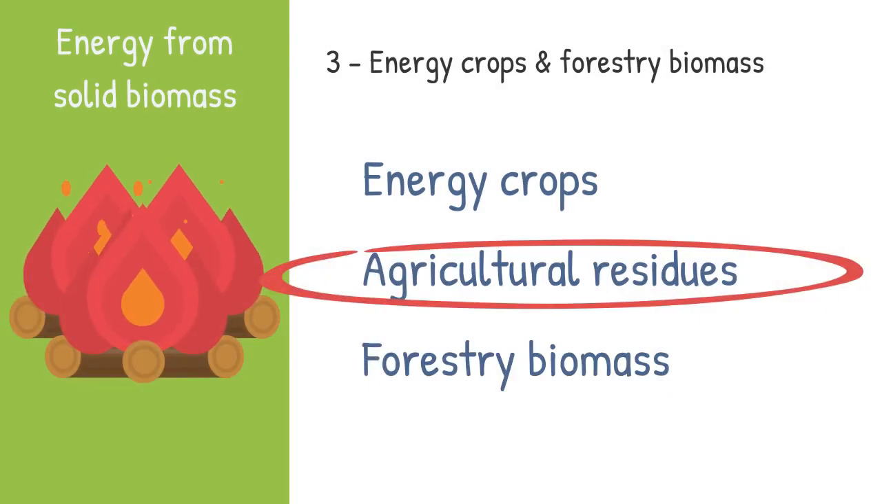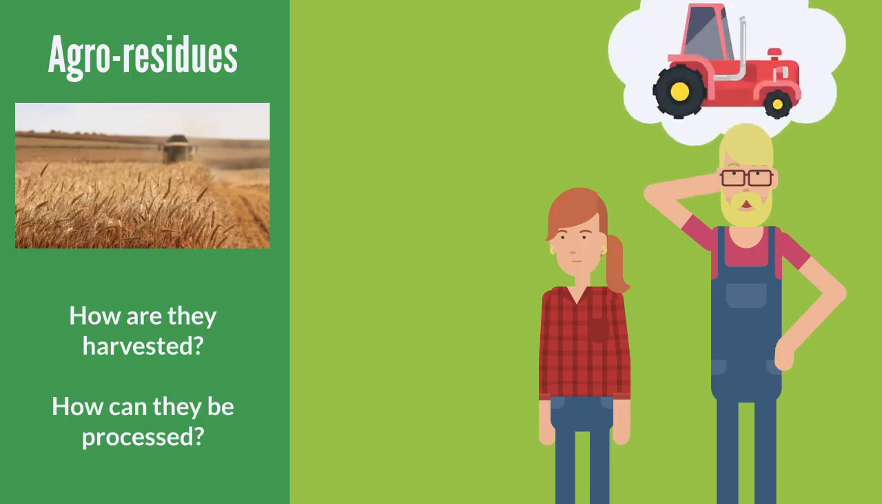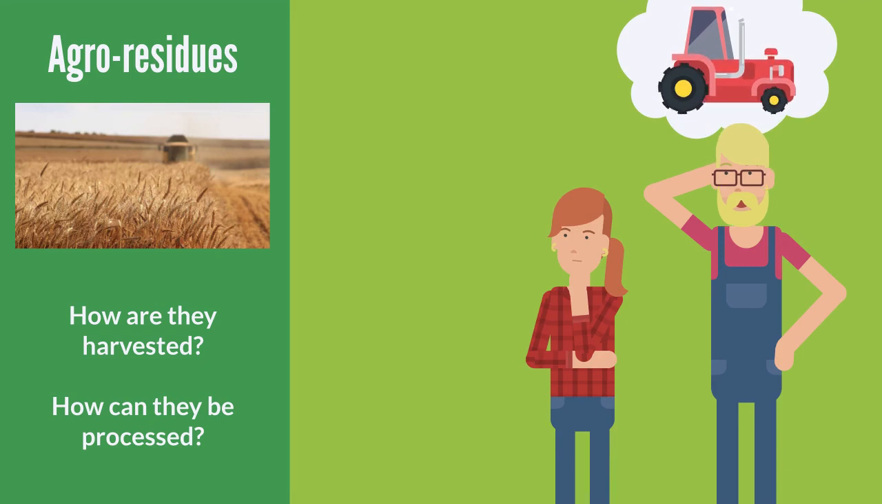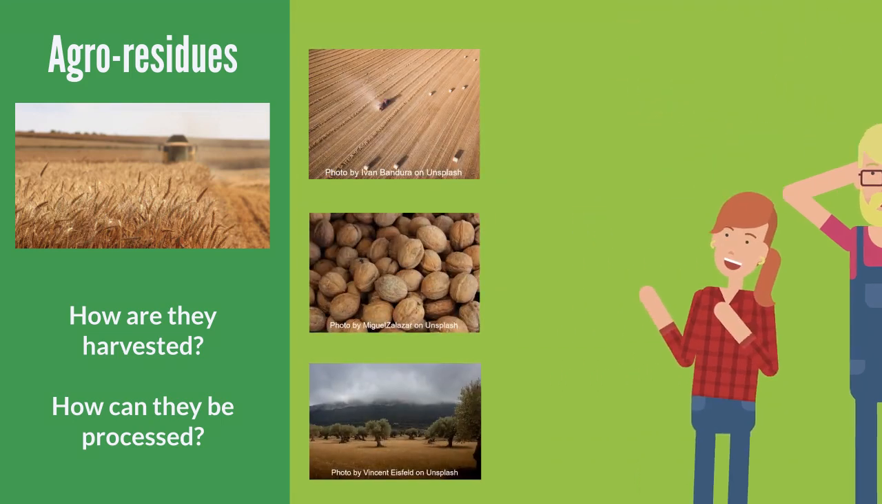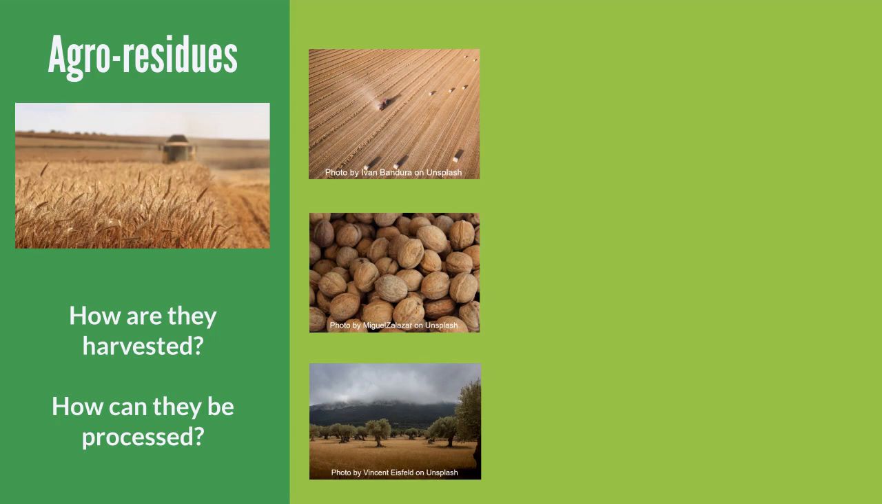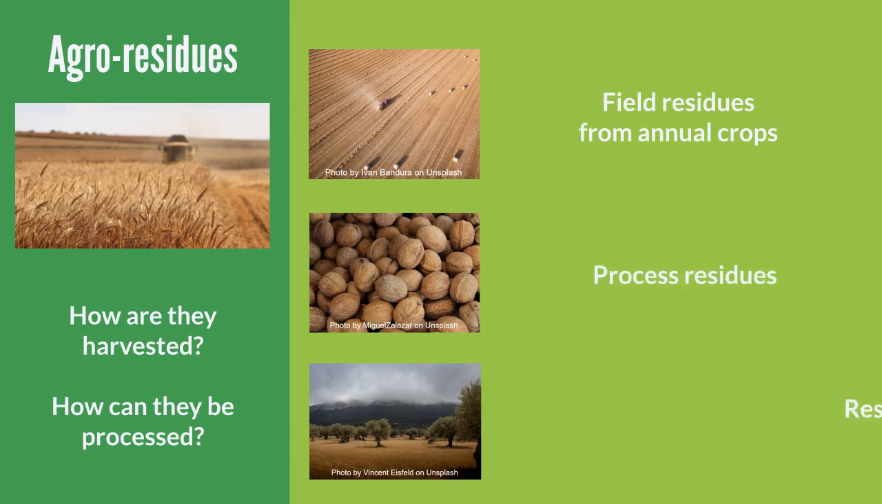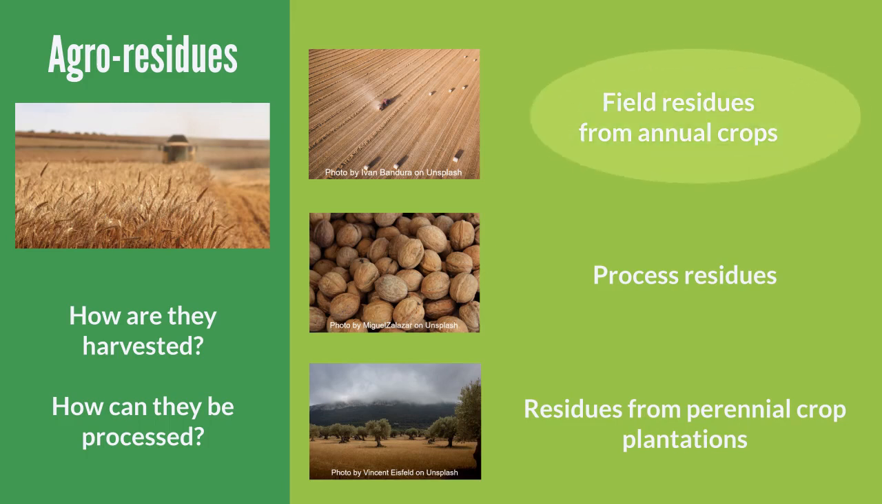Let's deal now with agricultural residues. There are different types of agricultural crop residues. In this video, we classify them in 3 groups: field residues from annual crops, process residues, and residues from perennial crop plantations. Field residues are materials left in an agricultural field or orchard after the crop has been harvested, like straw. Process residues are materials left after the crop is processed into a usable resource, like nutshells.